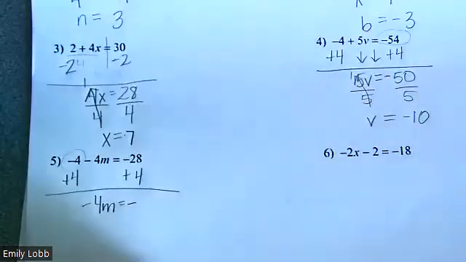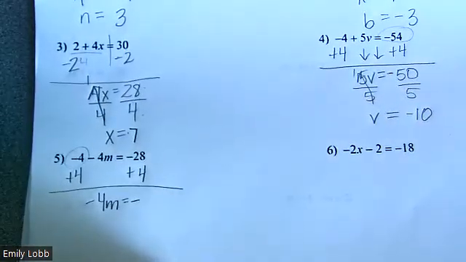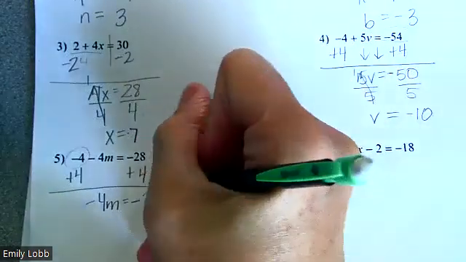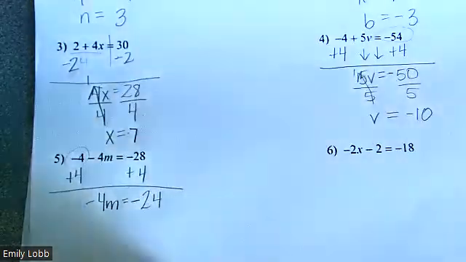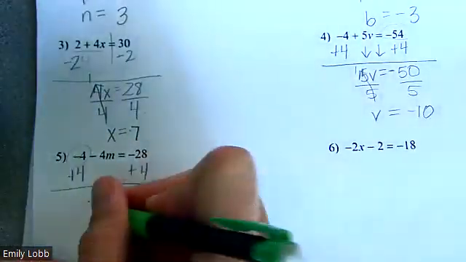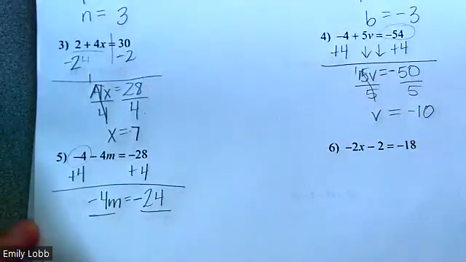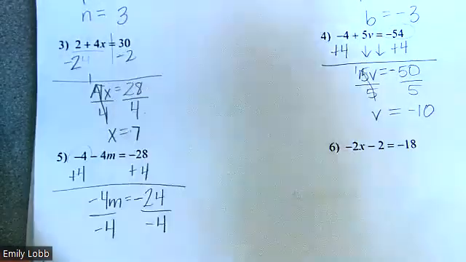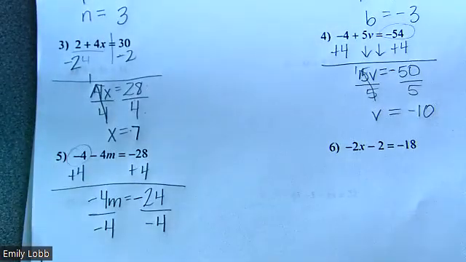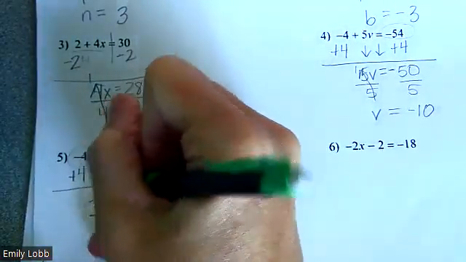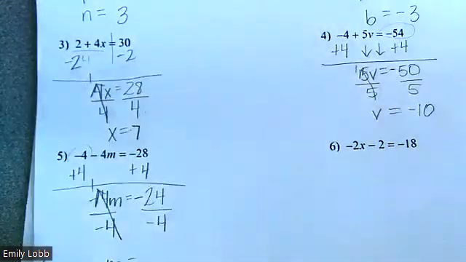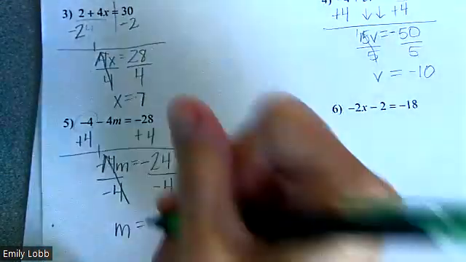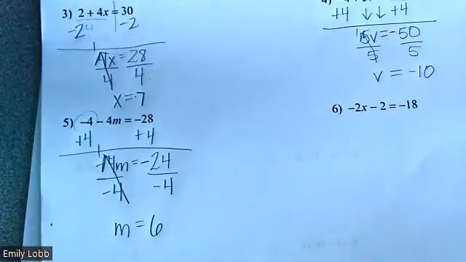Equals negative what? What's negative 28 plus 4? Our signs are different. So 28 minus 4 is 24, and my bigger number was negative. Now I'm dividing both sides by what? -4. Be careful to include your signs so you get the correct answer. So m is equal to, good, and it's positive because our signs were the same.